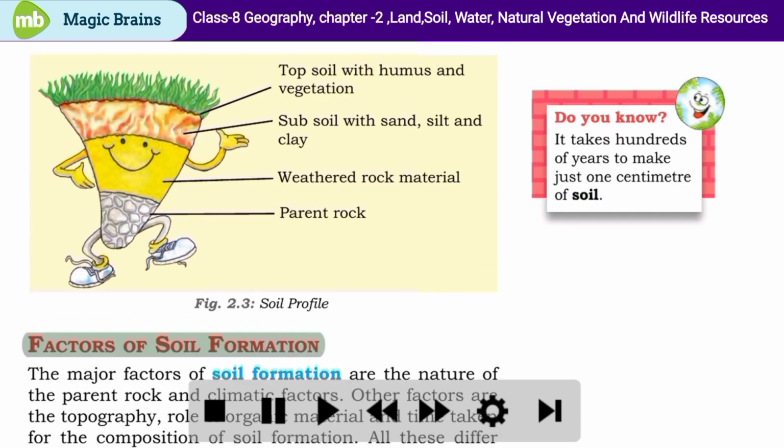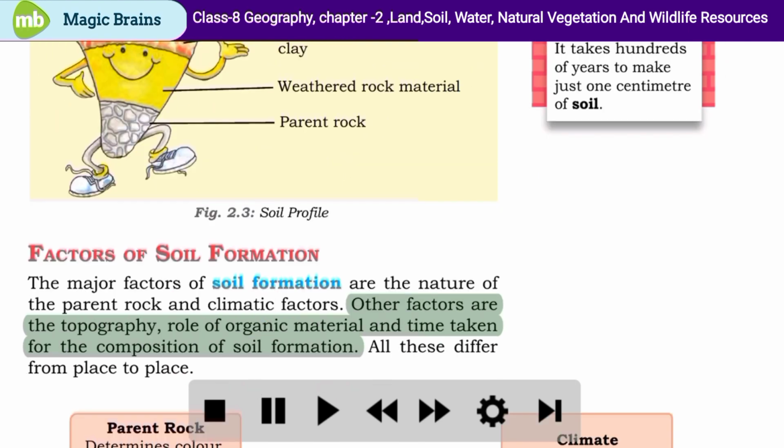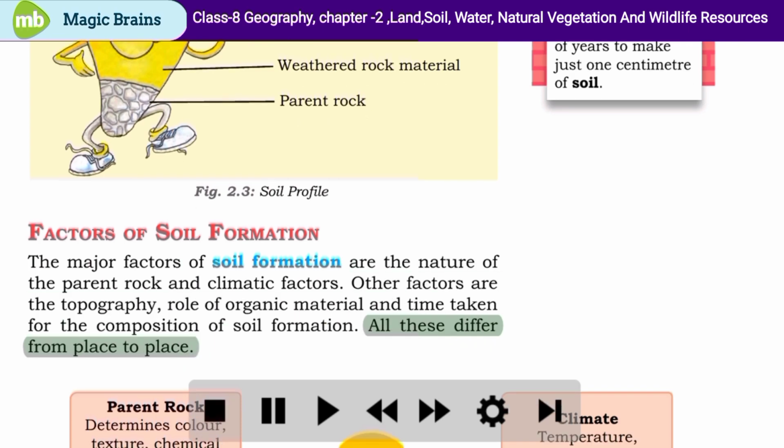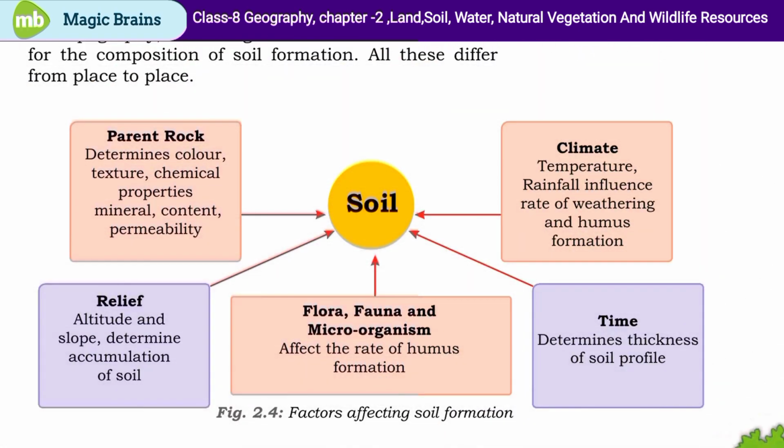Factors of soil formation. The major factors of soil formation are the nature of the parent rock and climatic factors. Other factors are the topography, role of organic material, and time taken for the composition of soil formation. All these differ from place to place. At the bottom, there is figure number 2.4 titled Factors Affecting Soil Formation. There is a diagram showing the factors affecting soil formation. The different factors have been given in 5 colored boxes.